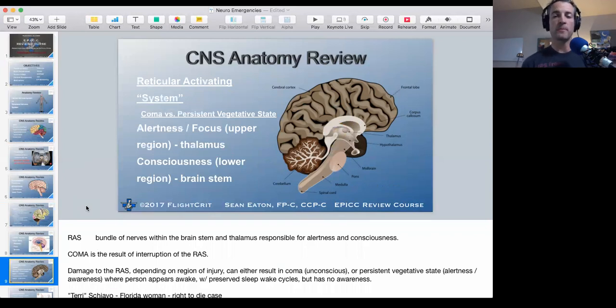So there is this phrase, right? We all hear about coma, and when you sit down to take the exam, it's going to be important to be able to differentiate coma from other levels of altered mental status. And remember the reticular activating system, okay? It's this network of neural fibers that encompasses the brainstem as well as regions within the brain. And they call it a system because it's not necessarily specific structures per se.